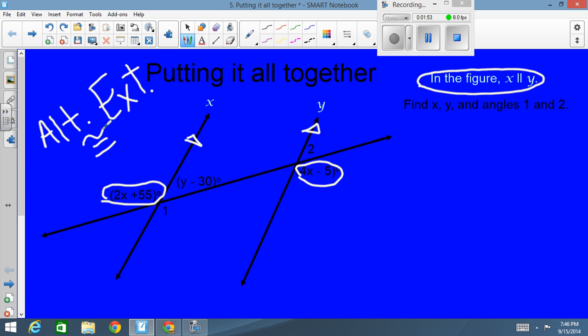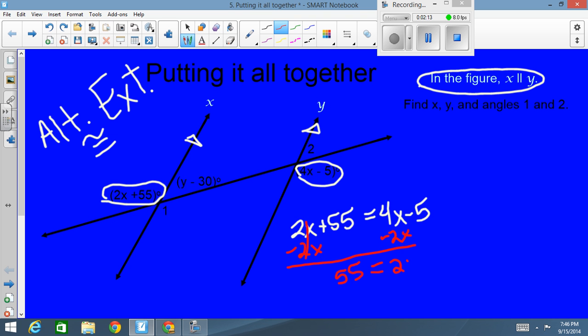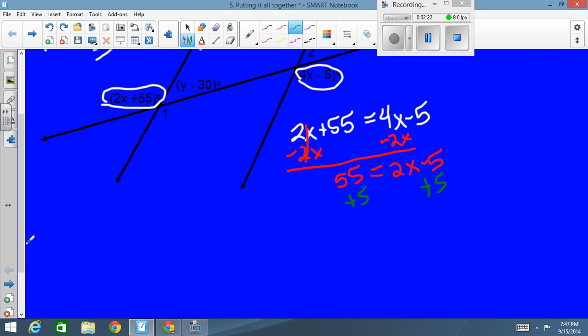So I'm going to set these equal to each other. I'm going to take 2x plus 55 and set that equal to 4x minus 5. Now I have a little bit of work to do here. I'm going to start by subtracting 2x, get all my x's to one side. So I get 55 equals 2x minus 5. I'm going to add 5 to both sides. So I get 60 equals 2x. And then to finish this all off, divide by 2, and x equals 30.